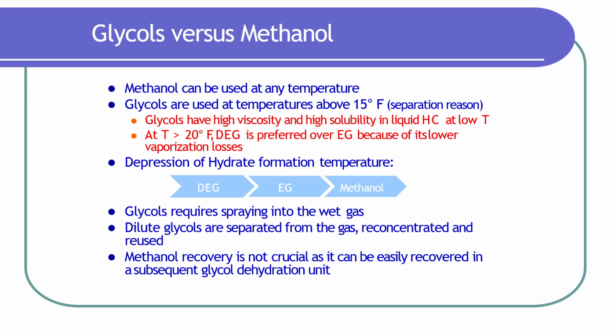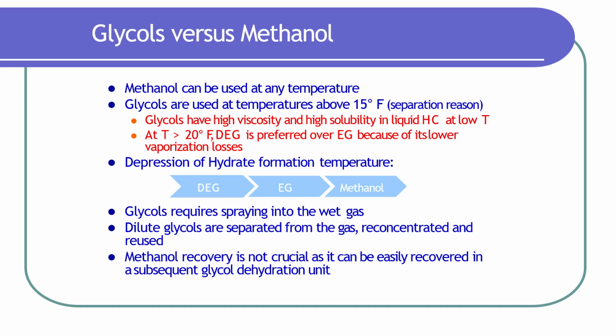Now, the use of glycol versus the use of methanol. For example, methanol can be used at any temperature. Meanwhile, glycols are used when you have a temperature greater than 15 Fahrenheit, or 20 Fahrenheit in some cases, for separation reasons. Glycols have certain issues. They are highly viscous, which means that you need more pumping. It will be more difficult to pump or inject them.